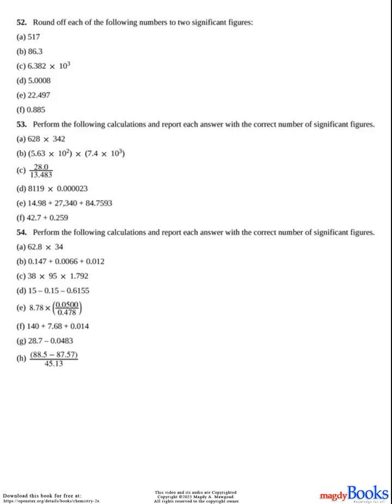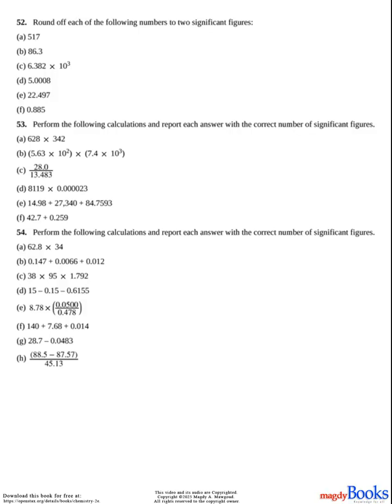52. Round off each of the following numbers to two significant figures. A. 517. B. 86.3. C. 6.382 × 10^3. D. 5.0008. E. 22.497. F. 0.885.